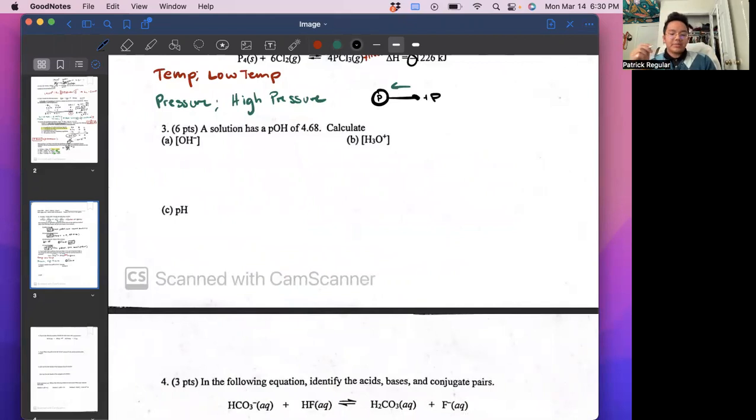Now, the solution has a pOH of 4.68. Calculate our concentration of OH, our pH, and our concentration of H3O+. This is really easy. Well, first off, we can actually already solve for pH. So pH is just 14 minus pOH. That's one way to solve for it. So let's do 14 minus 4.68. We have a pH of 9.32.